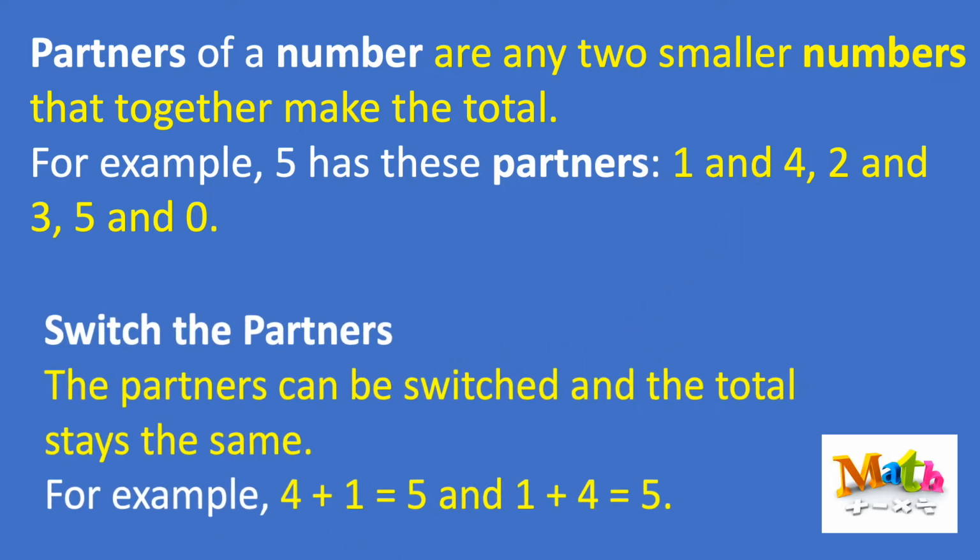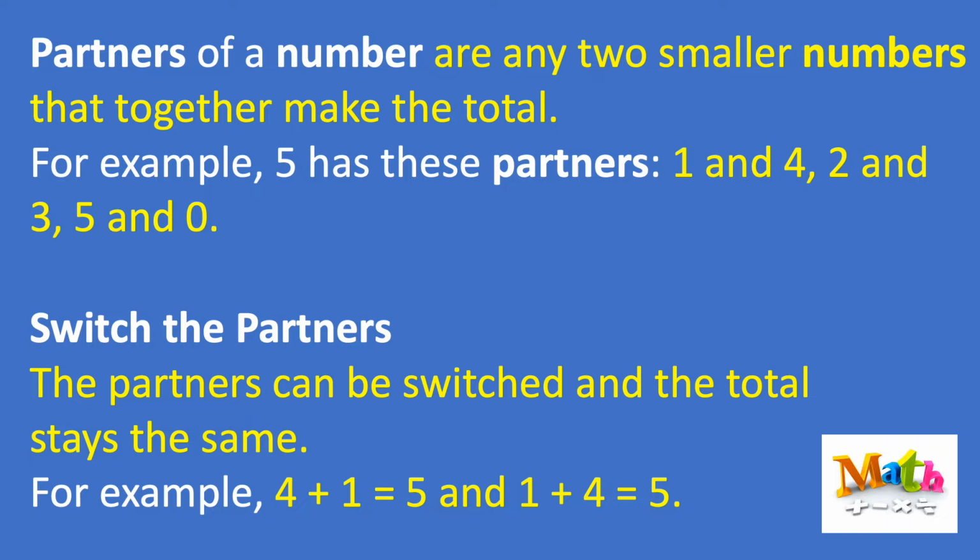Switch the partners. The partners can be switched and the total stays the same. For example, 4 plus 1 equals 5 and 1 plus 4 equals 5. So, these are switch partners. As we know the definition now, let's take more examples and understand what number partners are.